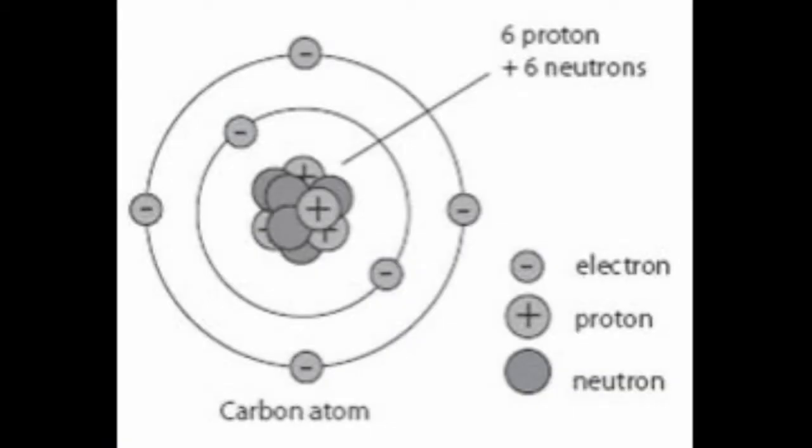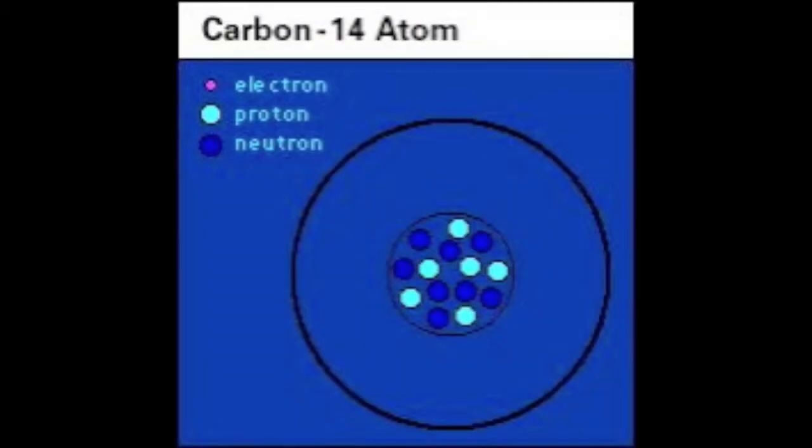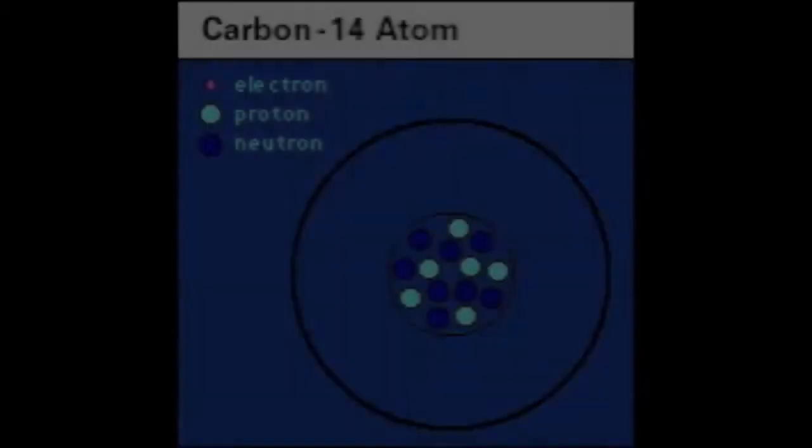Carbon-14 is an isotope of carbon. It's radioactive and unstable, while carbon-12 and carbon-13 are stable. Because it is unstable, it decays. Carbon-12 and carbon-13 are stable, so they don't decay. Because it decays, it's used for carbon dating, but only up to 50,000 years.